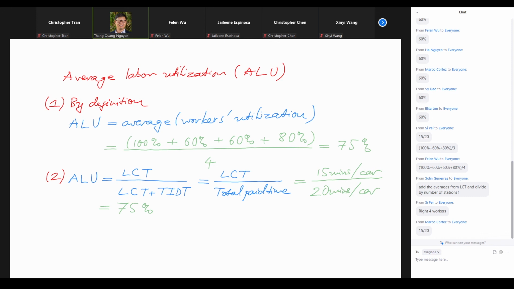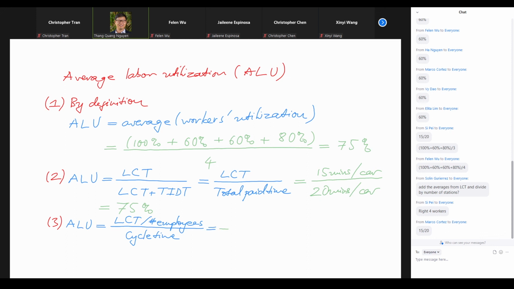And in the third method, we would do it as follows. And this equation, let me tell you, looks very strange, okay? The average labor utilization equals the labor content divided by the number of employees, and the whole thing divided by the cycle time. What is that? Why do we have this equation? Okay, let me explain. So we know the following.